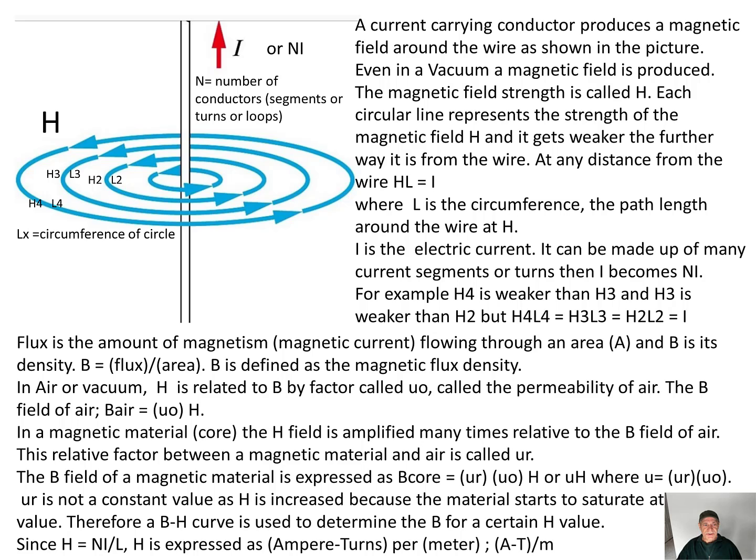Each circular line represents the strength of the magnetic field H, and it gets weaker the further away it is from the wire. At any distance from the wire, H times L equals I, the current, where L is the circumference, the path length around the wire at H, and I is the electric current. It can be made up of many current segments or turns, then I becomes NI. For example, H4 is weaker than H3, and H3 is weaker than H2, but H4L4 equals H3L3 equals H2L2, which equals the current I.